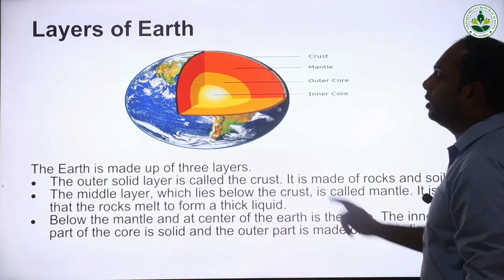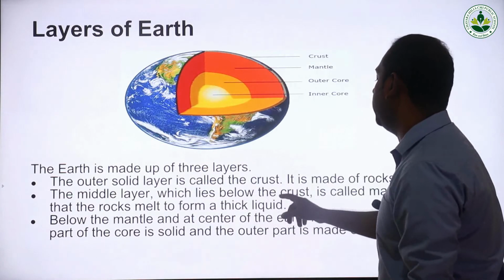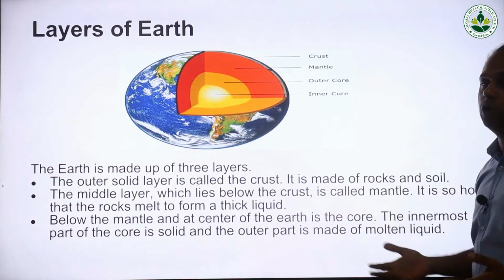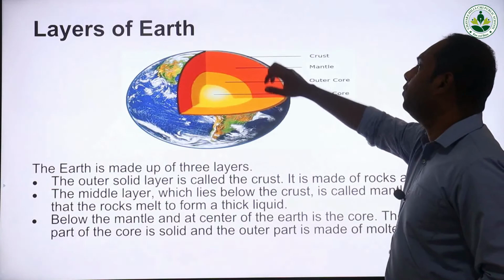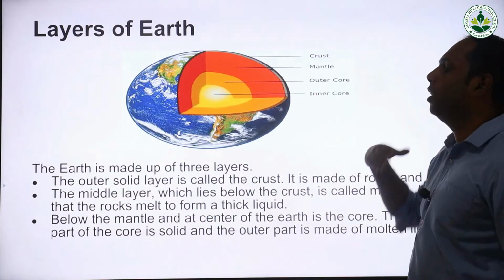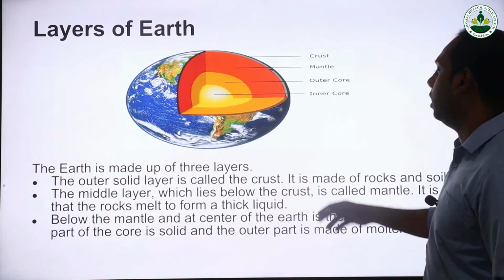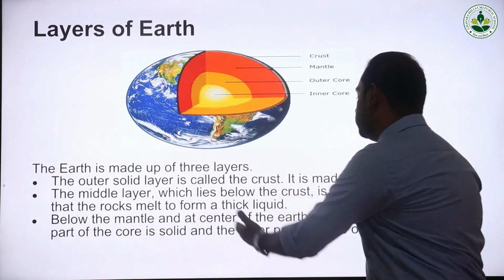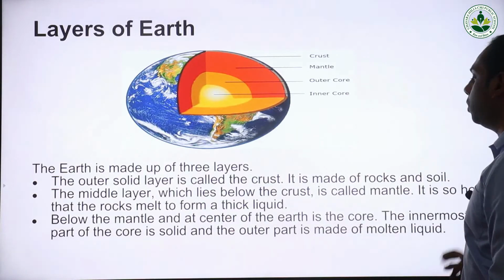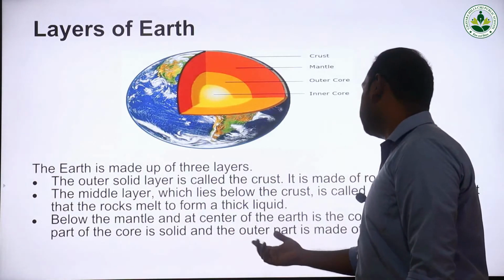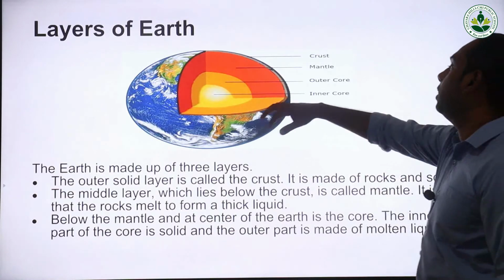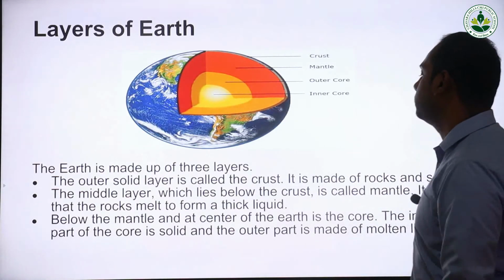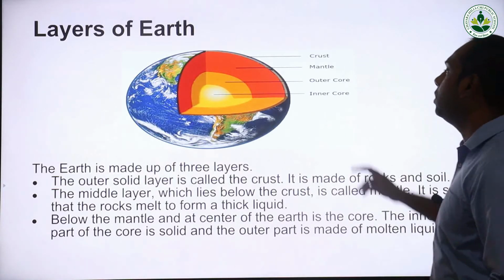It is so hot that the rocks melt to form a thick liquid. So the mantle contains the liquid form of rock. It is also called molten magma. So the crust is made up of soil and hard rocks, and the mantle is made up of a liquid form of rocks called molten magma. Now just below the mantle we can see the outer core and the inner core. Below the mantle and at the center of the Earth is the core. The innermost part of the core is solid and its outer part is made up of molten liquid.